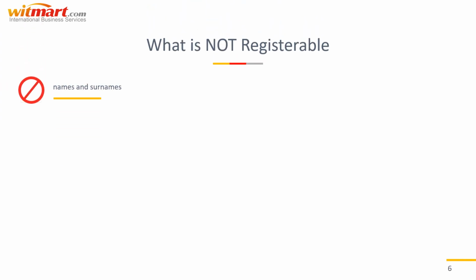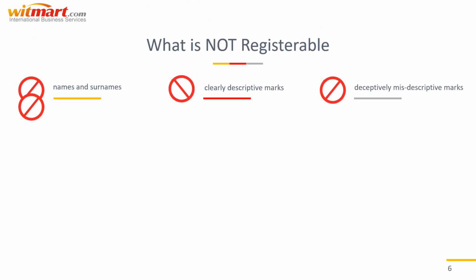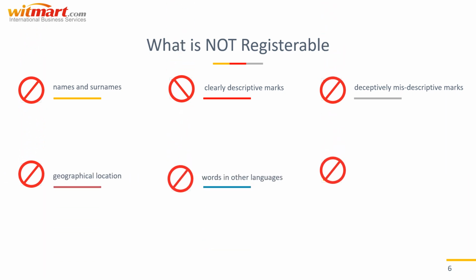So how does the Act define what is registrable? The Trademarks Act sets out what is not registrable in Canada as a trademark. Let's take a look at some of those. Names and surnames, clearly descriptive marks, deceptively misdescriptive marks, words that represent a geographical location commonly known to be the place of origin of such goods or services, like wine that comes out of France or clothing that comes out of Italy. Words in other languages, words or designs that could be confused with a registered trademark or pending trademark, words or designs that look very similar to a prohibited mark.